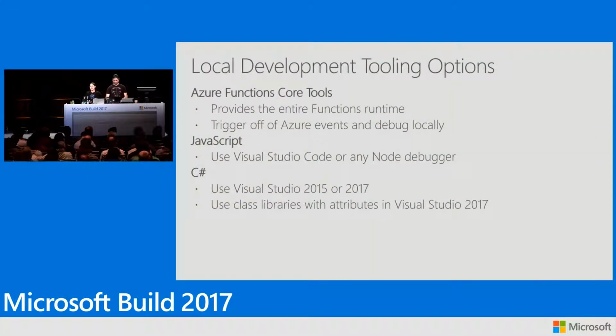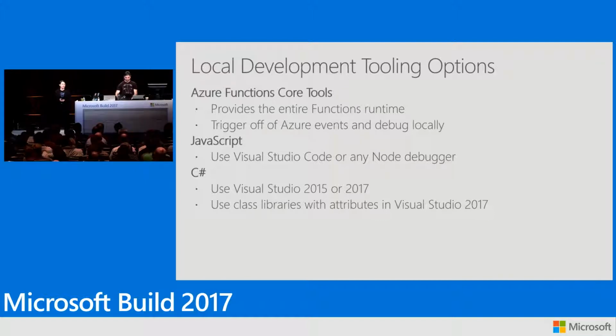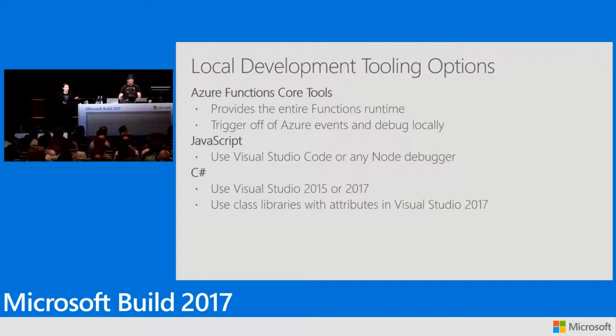For development, you have great local development options. We have the Azure Functions Core Tools, and these used to be called the Azure Functions CLI, if you've tried it in that version. They provide the entire functions runtime running locally, and they can trigger from local events and they can trigger from Azure events. This is feature complete, the commands are established, so it's a great solid tool to work with. For JavaScript, Visual Studio Code is a great option. And for C#, we recommend Visual Studio 2015 or 2017 with our functions tooling.